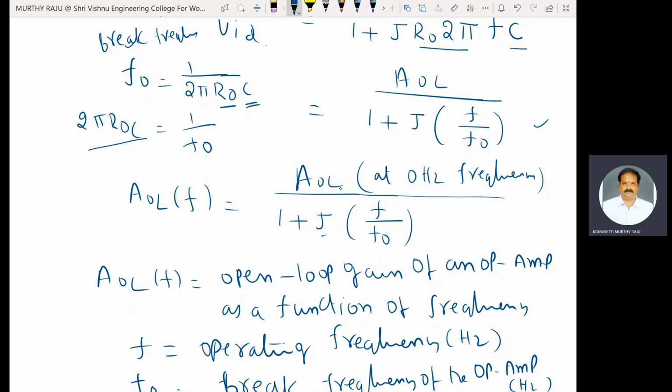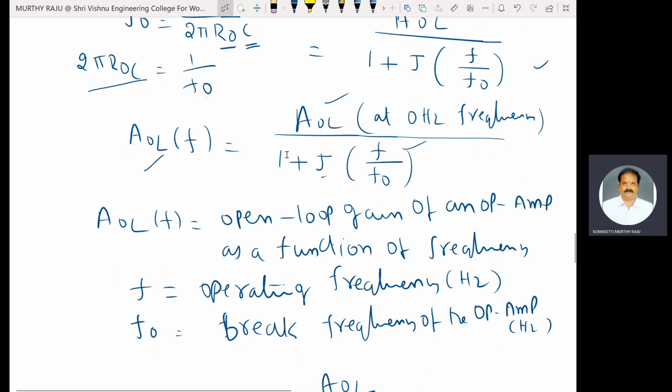At 0 Hz, AOL is the open loop gain of an amplifier. AOL of f is the open loop gain of an op-amp as a function of frequency. F is the operating frequency. F0 is the break frequency of an op-amp. AOL is the open loop gain of an amplifier at 0 Hz frequency.